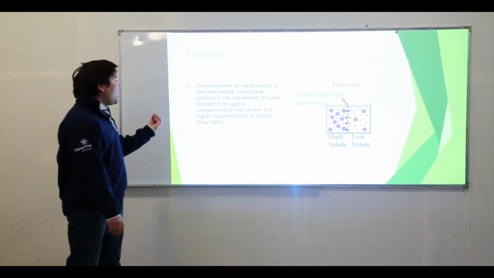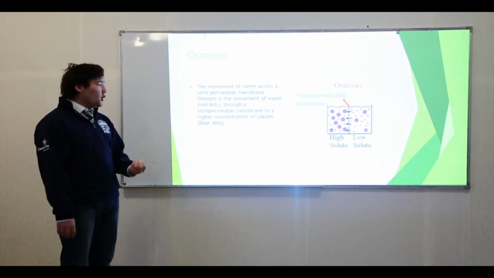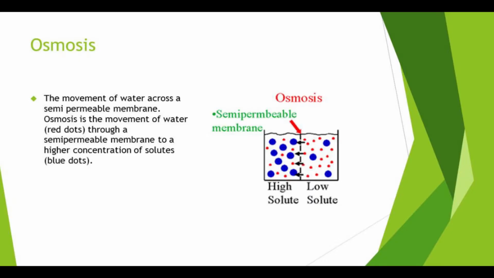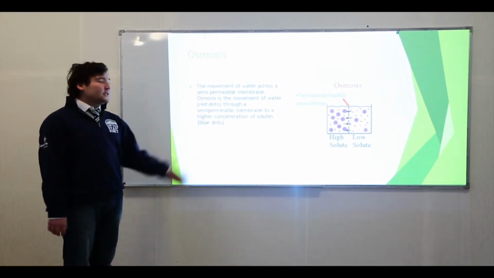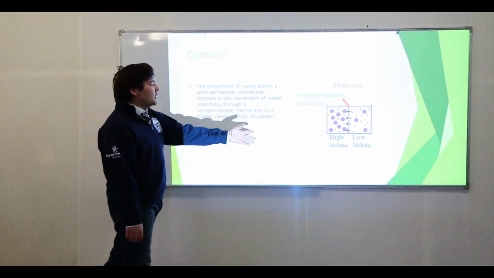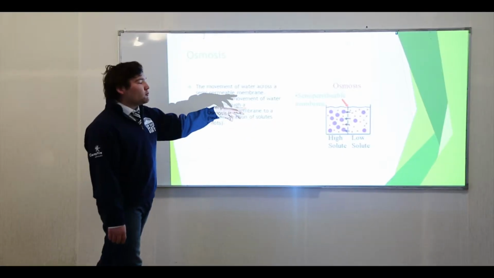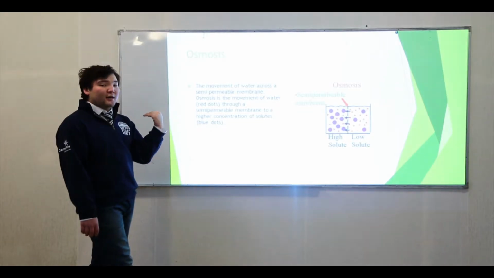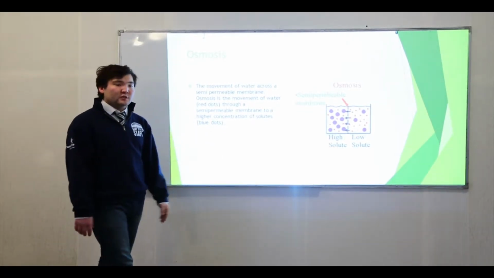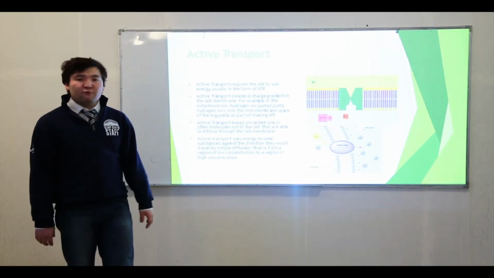So, next, osmosis. Osmosis is the movement of water across a semi-permeable membrane. So, osmosis is the movement of water, the red dots in the picture, through a semi-permeable membrane toward a higher concentration of solids, which are the blue dots. As you can see in the picture, the water is the red dots and the salts are the blue dots. So the water will move toward the side with a high concentration of salt, which makes the osmosis transfer.